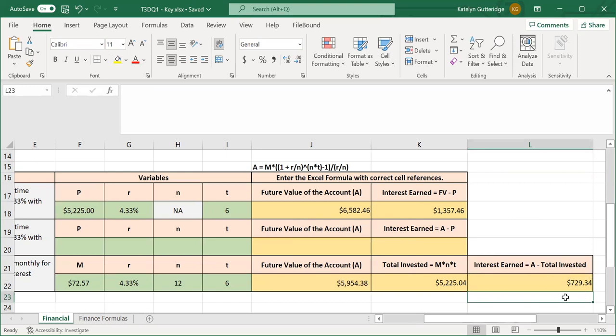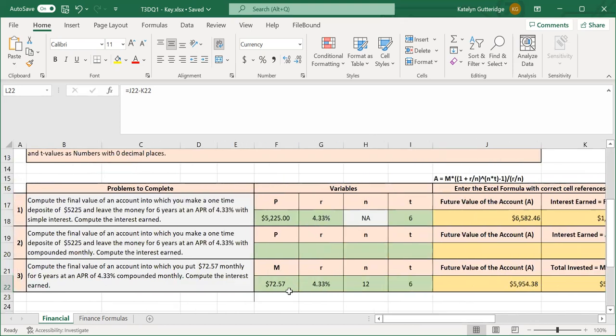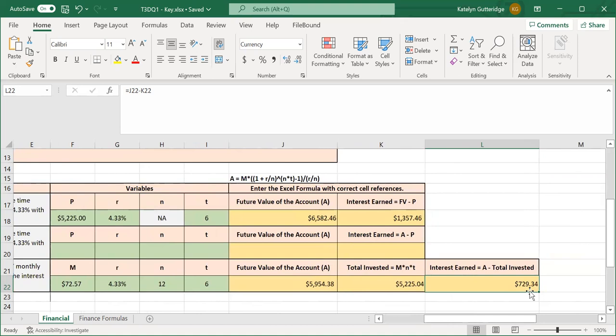And again, you should get a positive amount. This is the interest earned, so this is your free money you earn into the account. So what this last problem is saying is that if you paid $72.57 into an account monthly for 6 years with 4.33% interest, you would earn $729.34 in interest over that whole 6 years. You'd have almost $6,000 in the account, but out of all of that you earn in interest is only $729.